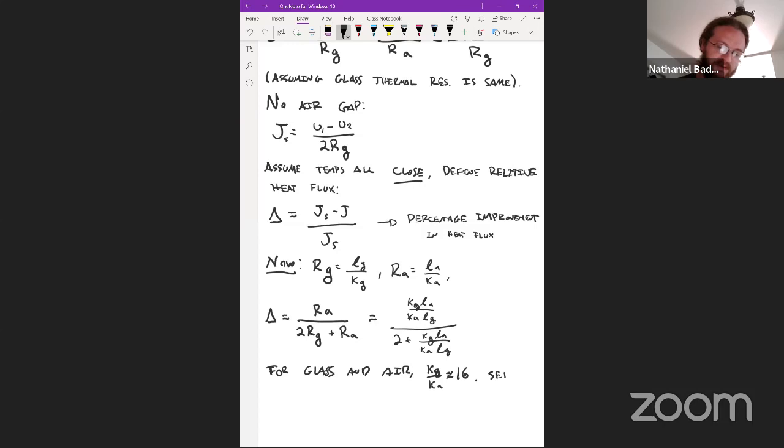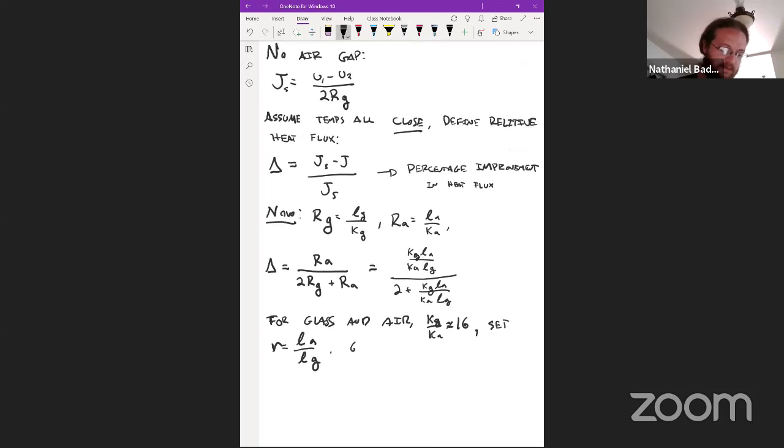So if we set R equals the relative length, we definitely want it that way because we definitely want to be able to say, like, if we have double the gap, triple the gap, etc., then we get that delta is equal to 16R over 16R plus 2, or R over R plus 1/8.